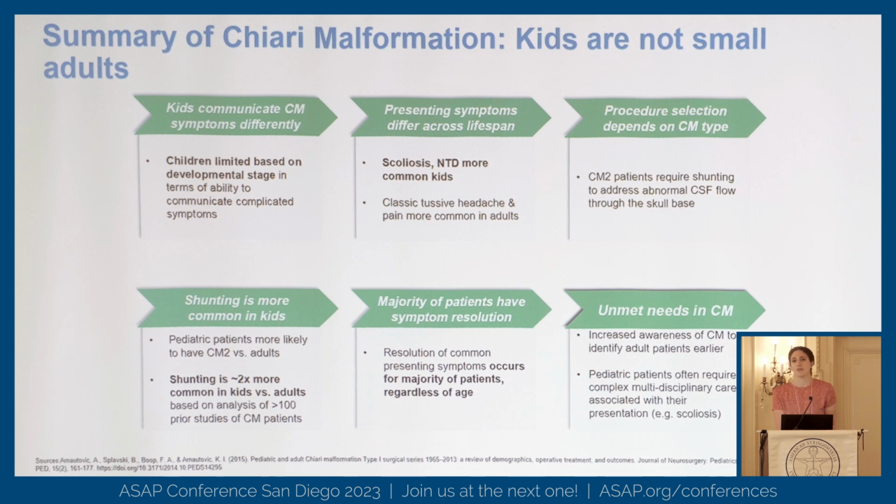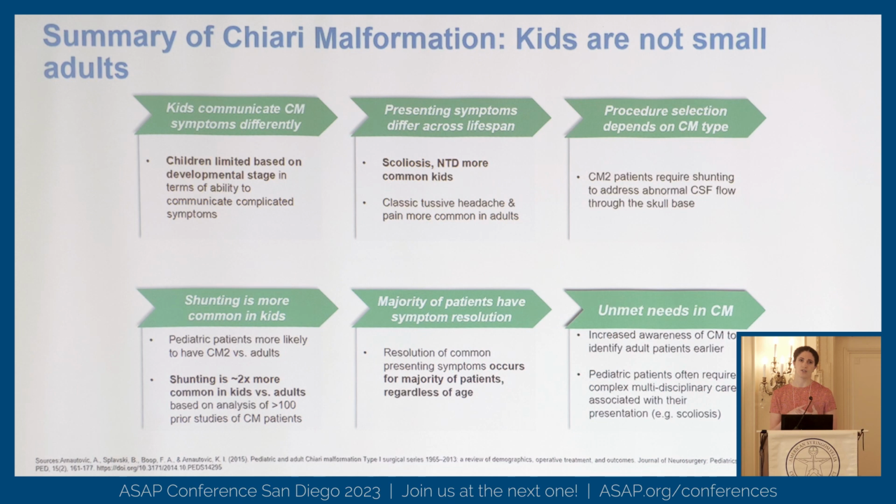they may not be able to even communicate or understand that they're having a headache, or they may not understand even what numbness and tingling is and be able to communicate that to their parents, which is why we start seeing kids present much more with these objective findings, meaning that they're falling down all the time, or they have a scoliosis that was picked up by their physician, or they have a neural tube defect. So that's a huge limitation for kids coming in for Chiari malformation. The symptoms differ across lifespan. So because of those reasons, scoliosis and neural tube defects are going to be much more common in children, whereas that classic tussive headache and pain is going to be much more common in adults.